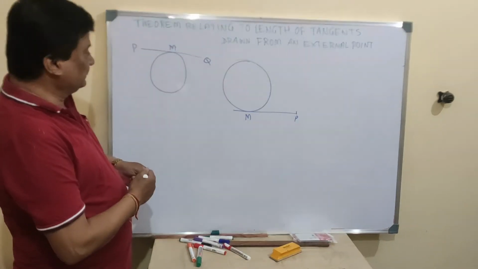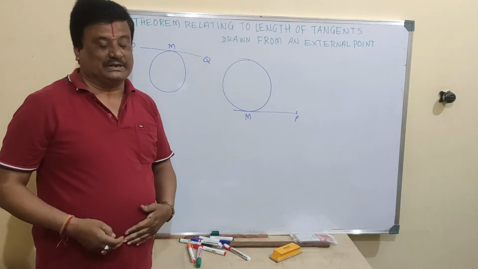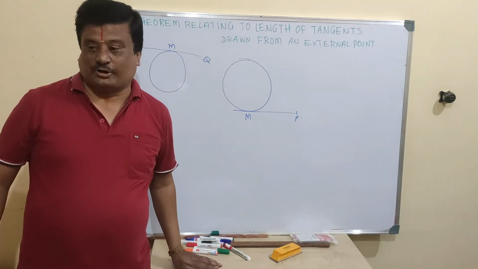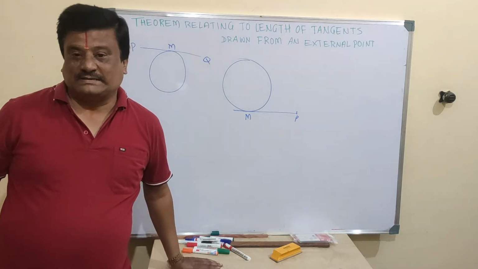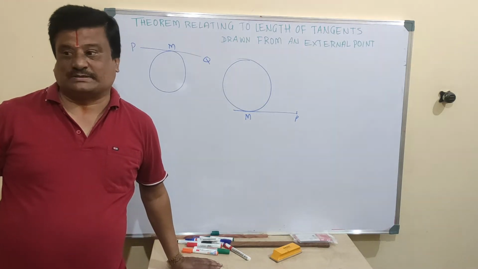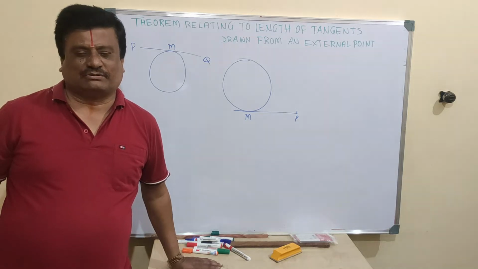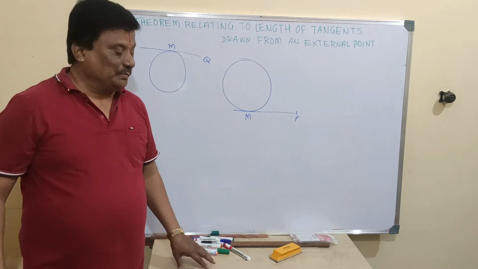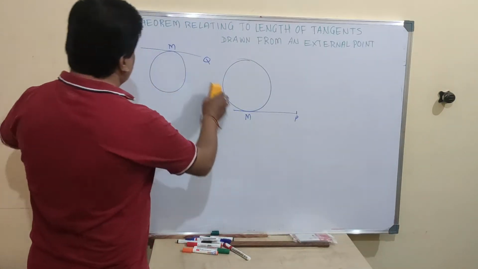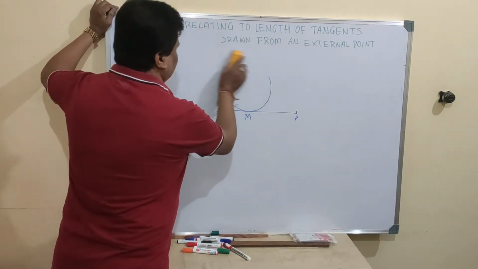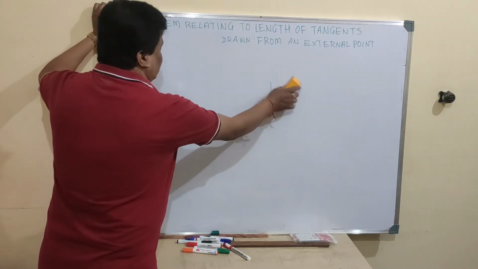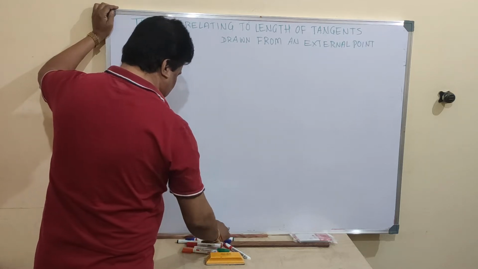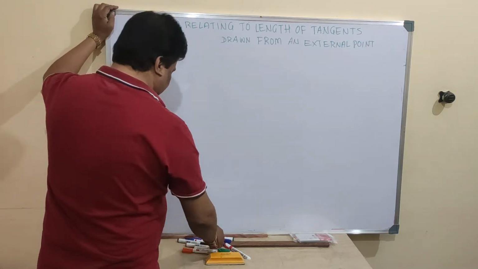One of the important theorems relating to this is that tangents drawn from an external point to a circle are equal. It is one of the very important theorems for the board examinations. Let's see how we can prove this. The tangents drawn from an external point are equal.